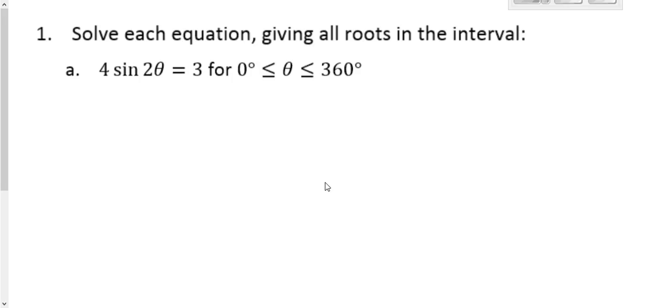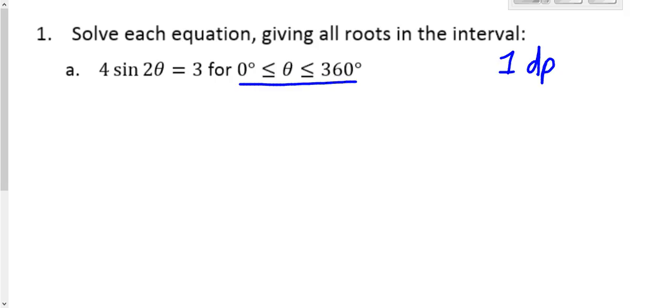Okay, looking at number 1, it says we need to solve the equation, giving all roots in the interval, and we're going to go ahead and give our answers correct to 1 decimal point, our final answers. So we have 4 times sine of 2 theta equals 3 in the interval 0 to 360.